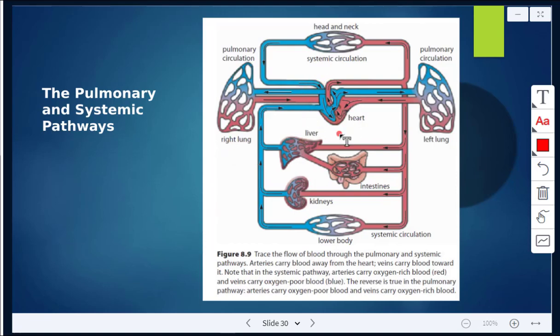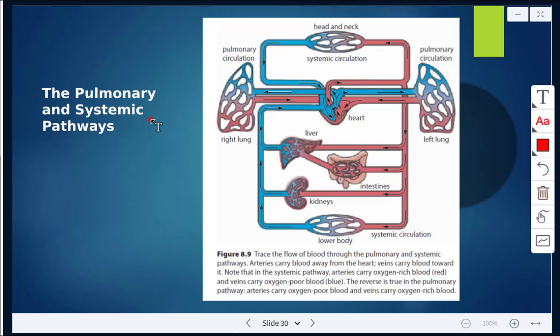And reminder that the blue always represents the deoxygenated blood or blood that's low in oxygen. And then the red shows blood that is high in oxygen or oxygenated blood. All right, so tracing the flow of blood through the pulmonary and systemic pathways. So arteries, they carry blood away from the heart. Veins carry blood towards the heart.